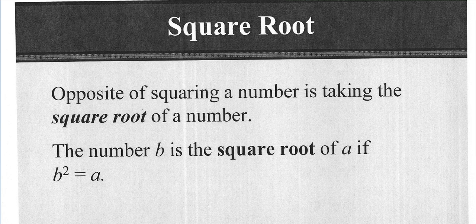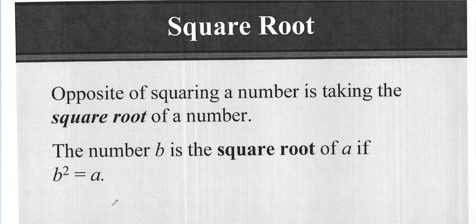All right, here we talk about the square root, opposite. Opposite of squaring a number is taking the square root of a number. The number b is the square root of a if b squared equals a.